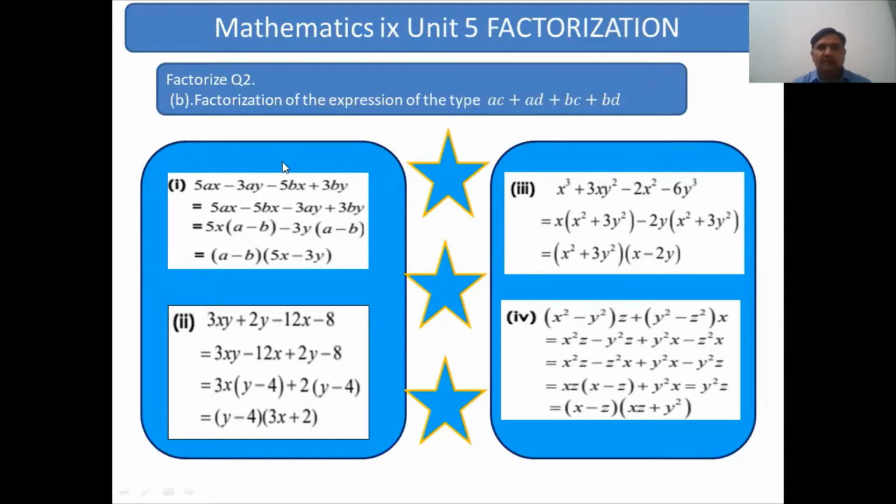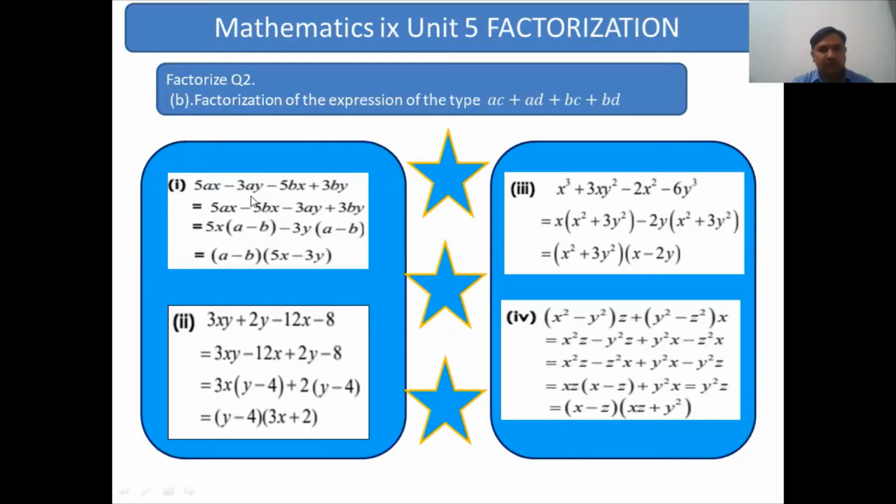So we have to arrange these four terms in such a way that we have the common term between the first two and second two terms. So let's see how we can do this. Question number 2, part 1. 5ax minus 3ay minus 5bx plus 3by.